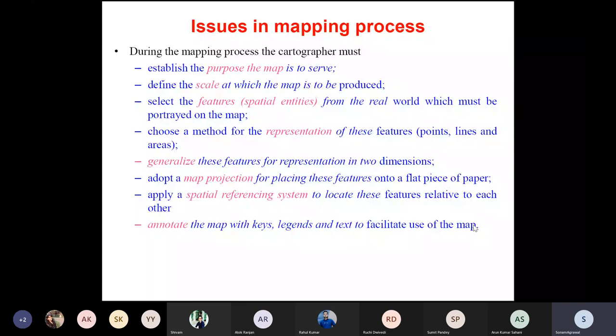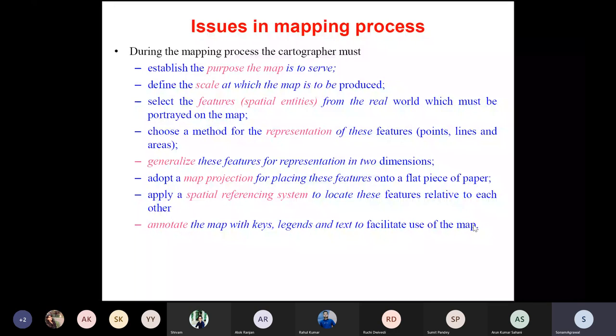Next, third one is about the features from the real world. There are three ways in which the spatial entities are depicted on the map. These are point, line, and polygon. Depending upon the scale, the type of entity is decided, whether we will represent anything by a point or by a line or by a polygon.